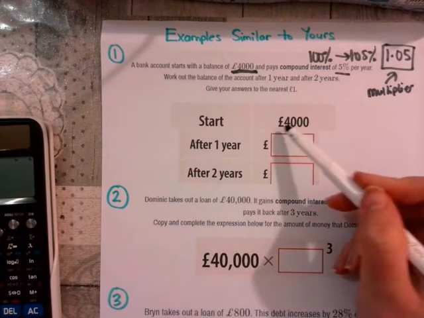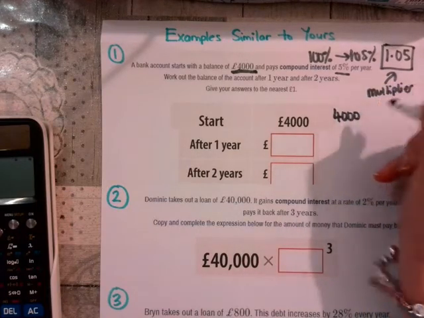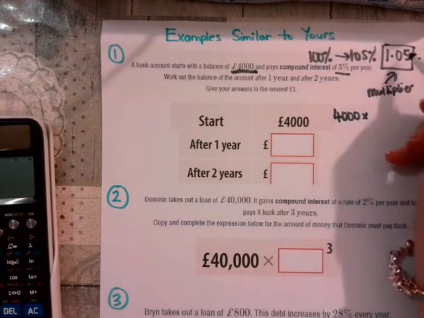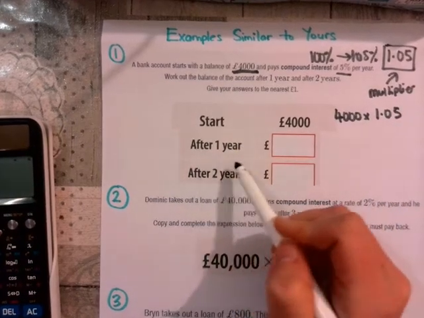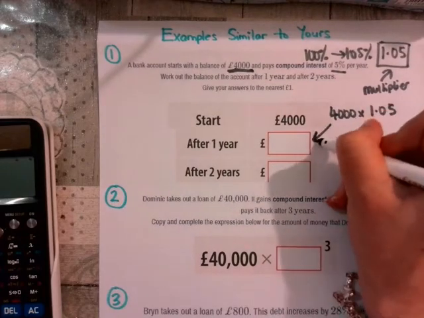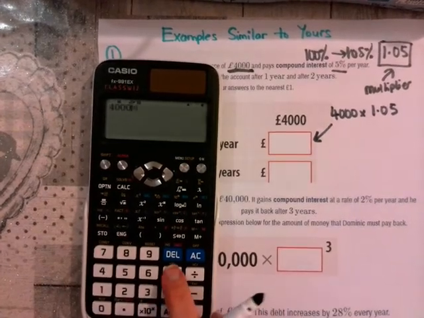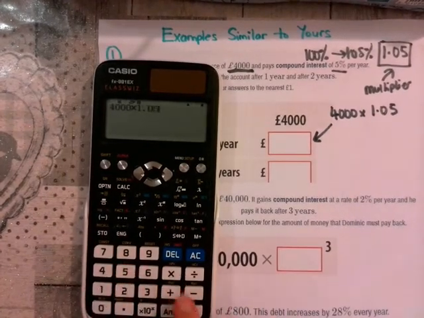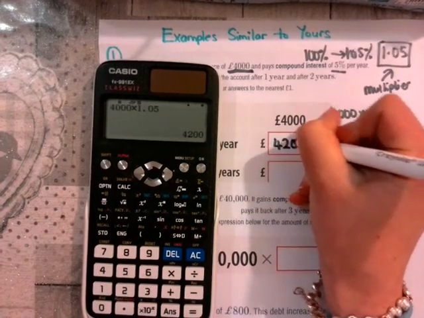And the starting amount is £4,000, isn't it? So I'm going to start with £4,000, and then I'm going to times that by 1.05. And actually the first question is only asking for 1 year, so that would work out the answer for the first year. So let's just type that in now, see what we get. So 4,000 times 1.05. So after 1 year, they would get £4,200.